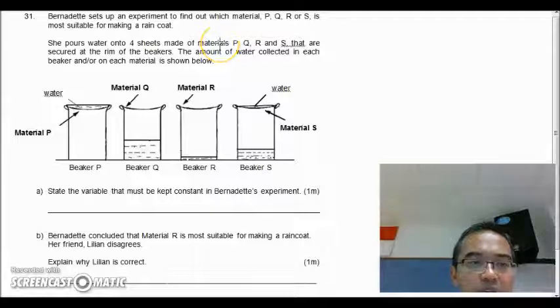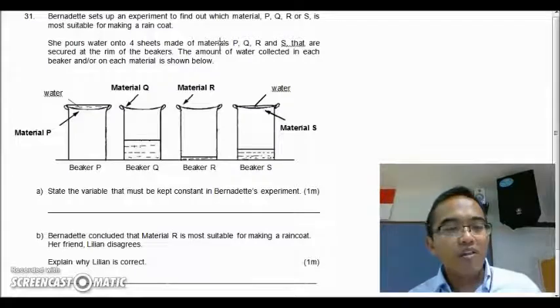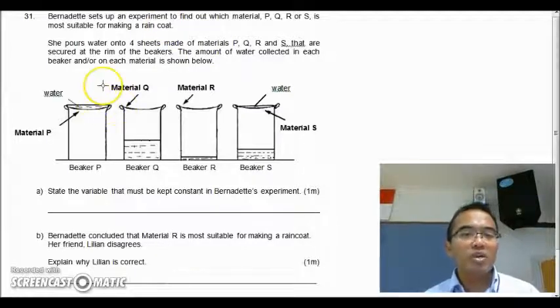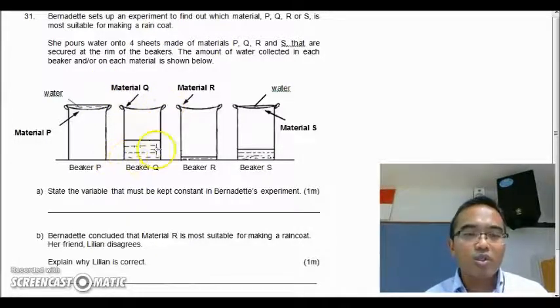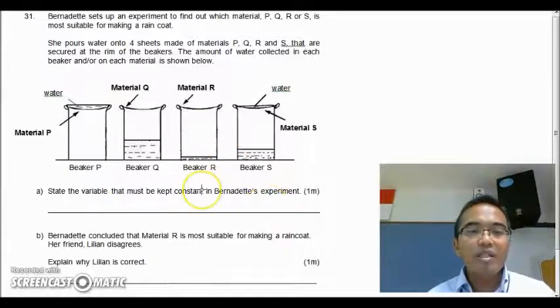In each beaker, each of the materials is shown below. Okay, so we have material P, the water stays on top. Material Q, all the water goes through, right? Material R, some, and material S, a little bit more than material R. Alright? So, state the variable that must be kept constant in Bernadette's experiment.